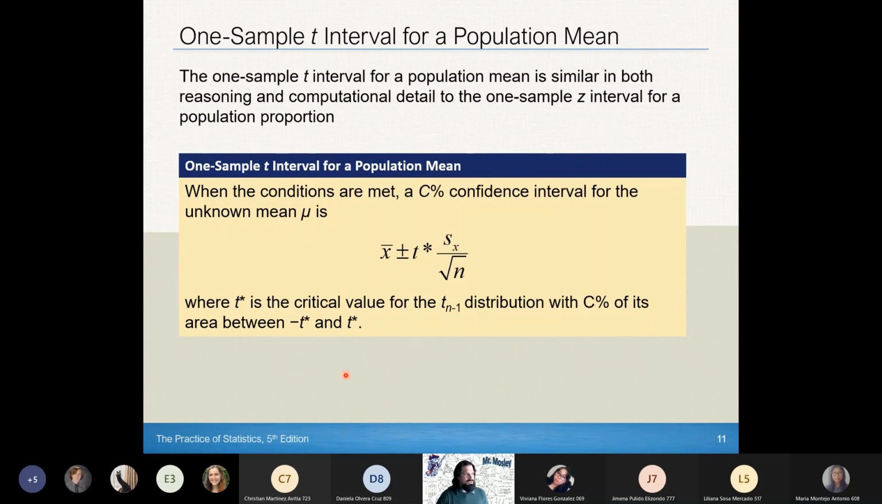This you're going to want to put in your notes. This is a formula you need to be able to use and apply, just like the one that we did for proportions. Can you raise your hand if you need a moment to write this down?